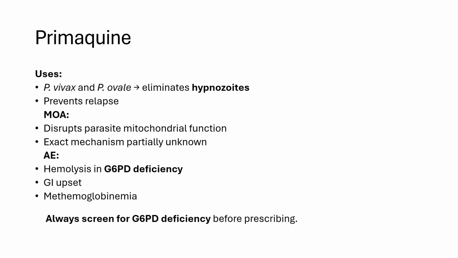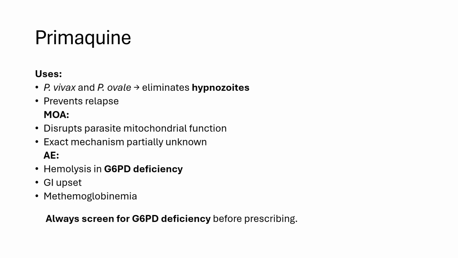Okay, at a different stage of the malarial life cycle, Primaquine is here and it is essential for treating P. vivax and P. ovale because it targets the hypnozoite stage in the liver. So that is the dormant form that can cause relapse. This is the only antimalarial that will clear those liver forms, so it's used to prevent recurrence after blood stage treatment with chloroquine or another agent.